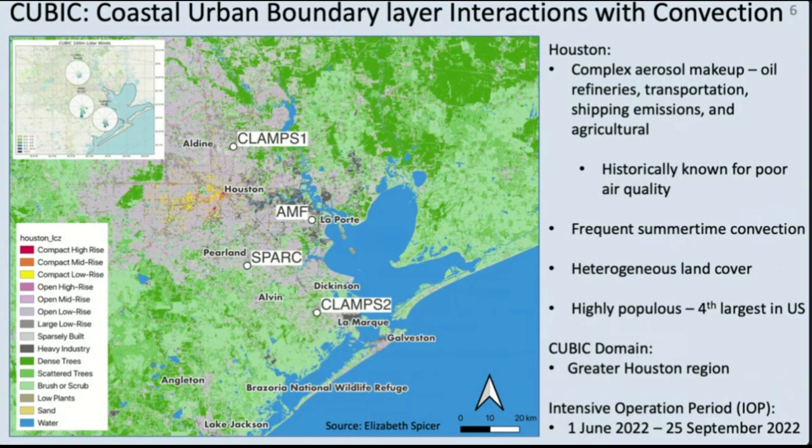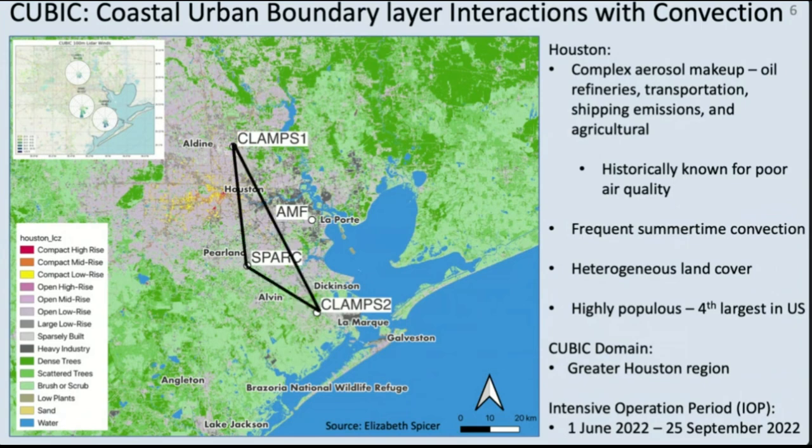and small-scale processes that take place in this area, which really necessitates more research into these complex issues, which brings us to the Coastal Urban Boundary Layer Interactions with Convection campaign that took place in the Houston-Galveston region from June 1st to September 25th of 2022. The project really aims to investigate and understand the many complicated mesoscale circulations, processes, and interactions that take place throughout this region and how these processes modify our planetary boundary layer.